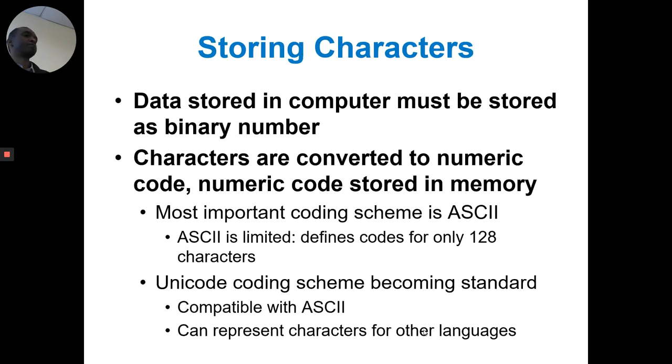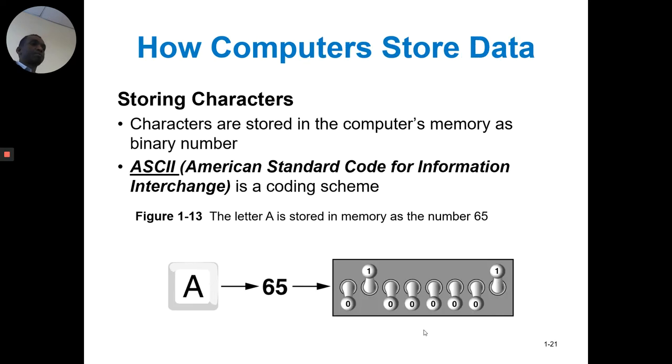Storing characters: data stored in a computer must be stored as binary numbers. So characters are converted into numeric code stored in memory. The most important coding scheme is ASCII. ASCII is limited, defining codes for only 128 characters. Unicode became a standard, compatible with ASCII, and can represent characters for other languages. ASCII, American Standard Code for Information Interchange, is a coding scheme.